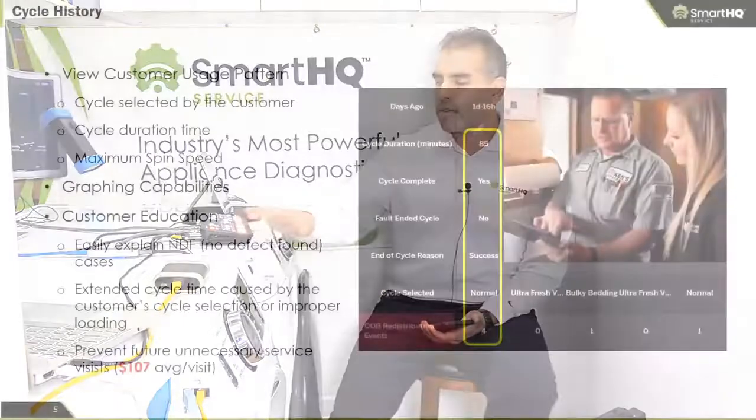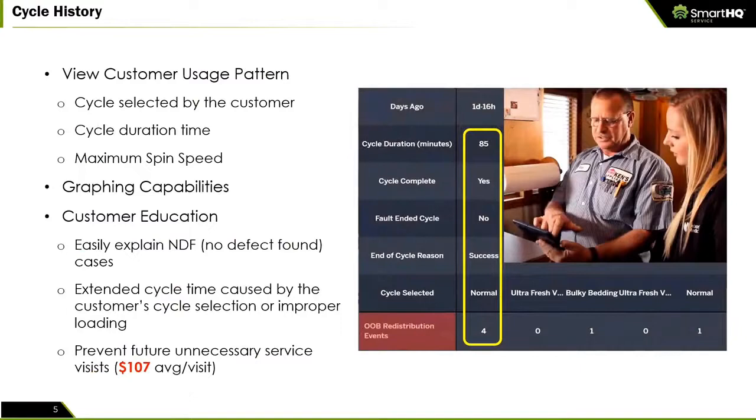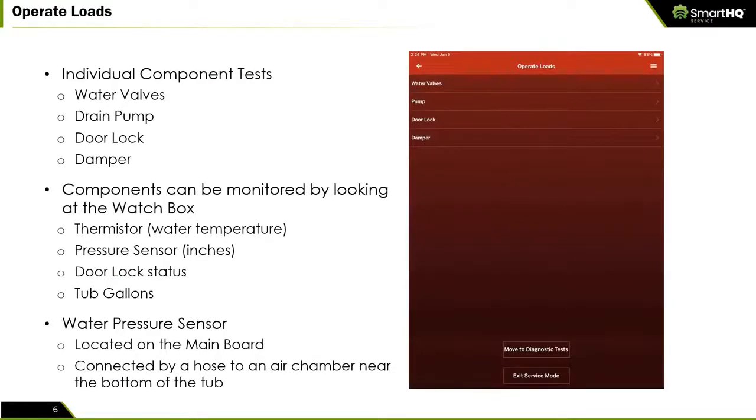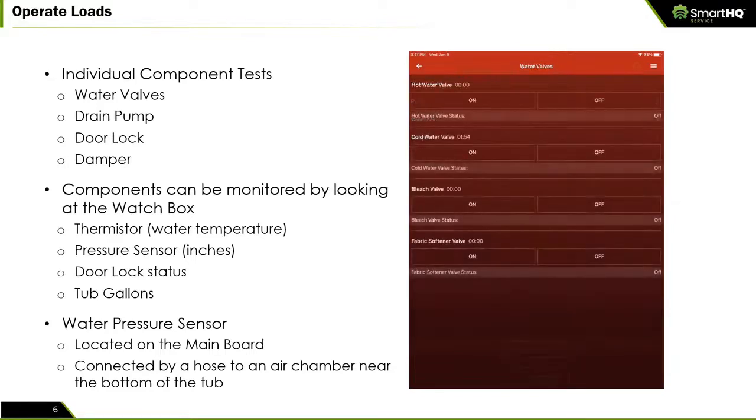All right, my friends, so that was the cycle history feature that I wanted to talk to you about. Now let's go ahead and move on to our next topic, which is the operate loads feature. And this is going to allow us to operate individual components such as your water valve, drain pump, door lock, motor. You can actually activate a heater if this machine had one. But in addition to being able to activate and control individual components, you also have the ability to view other data, which is located in the watch box, okay?